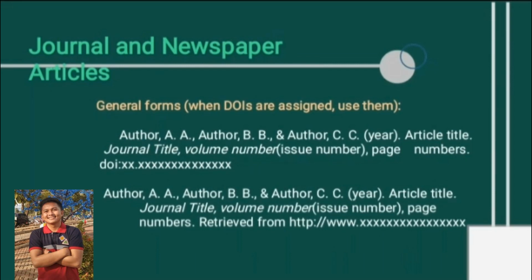In general form, when the DOIs are assigned, use them. So, the last name of the author, the initial of the author, and if there are 2 or more authors, you can use the ampersand, and the year, then the article title, then the journal title, comma, volume number and issue number, comma, and the page numbers, and the last is the DOI. The second example has the same format, but instead it uses retrieved from http://www.xx.